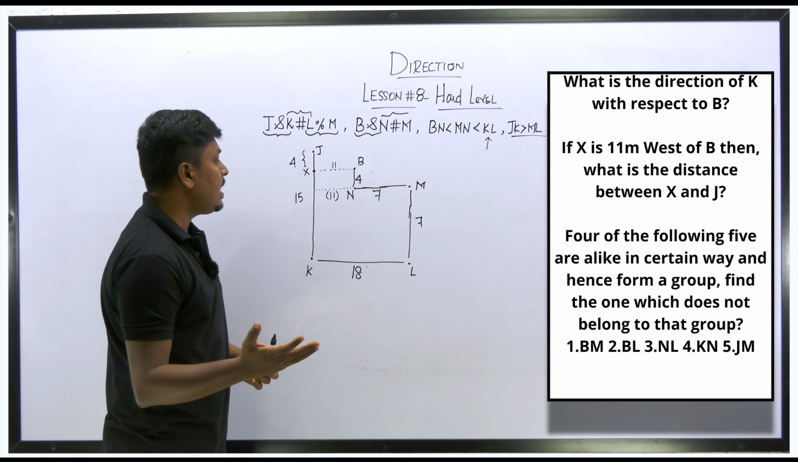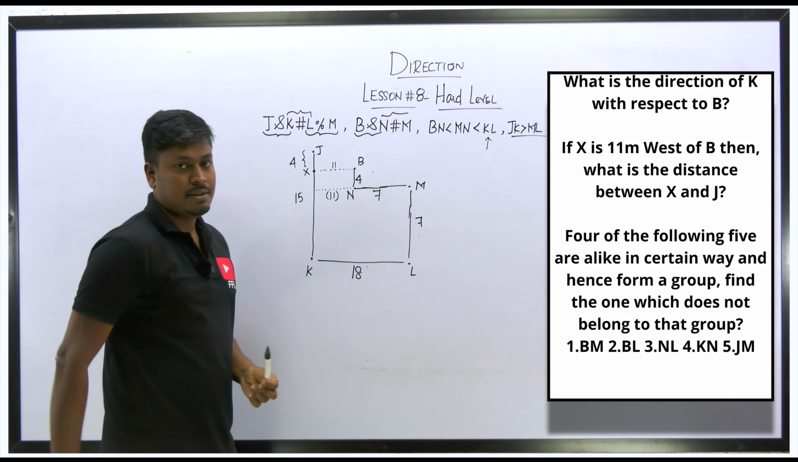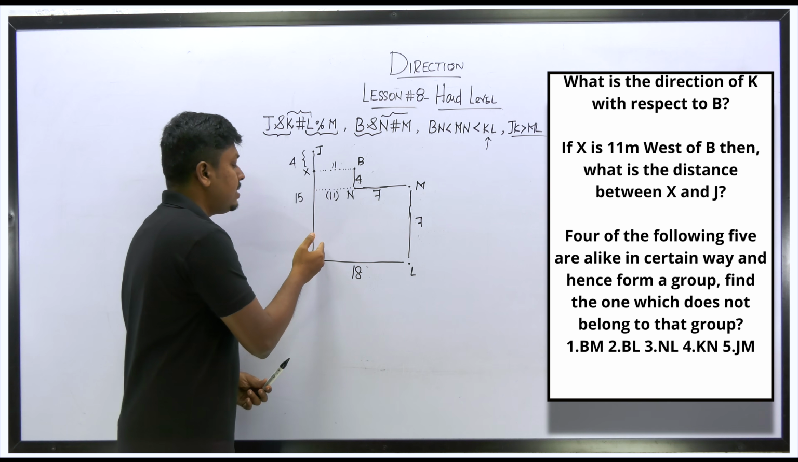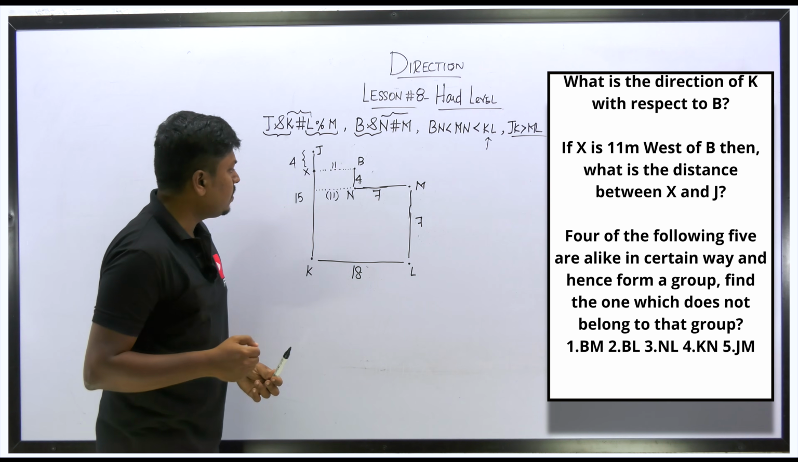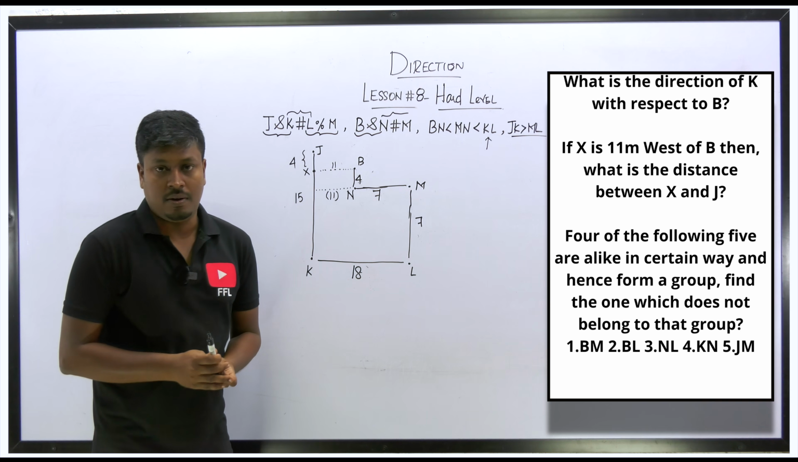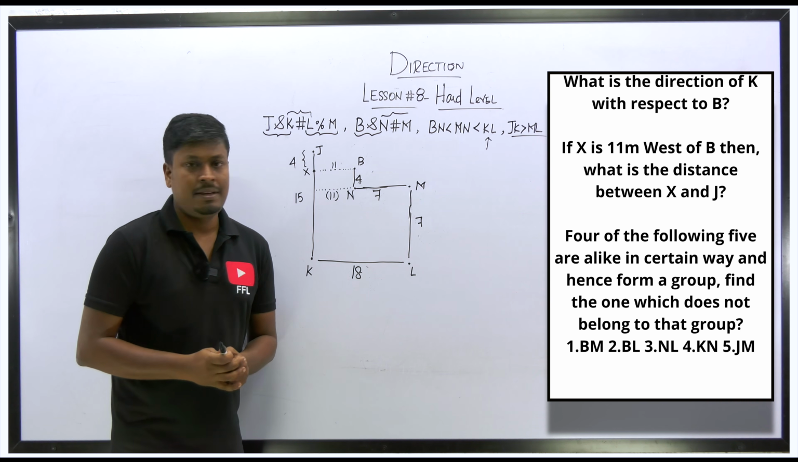Fifth option, J and M. Again the direction is southeast. So 4 options are in the direction of southeast, and only one option is in the direction of northeast. So we can say that the fourth option alone is wrong. So the answer for the third question is K and M. So that's it, right?